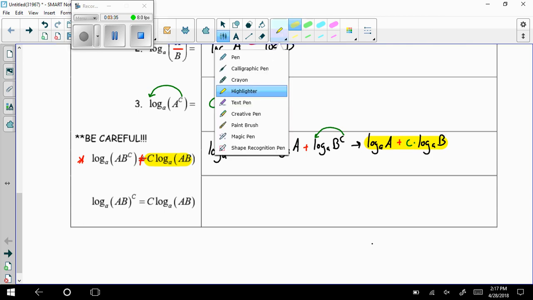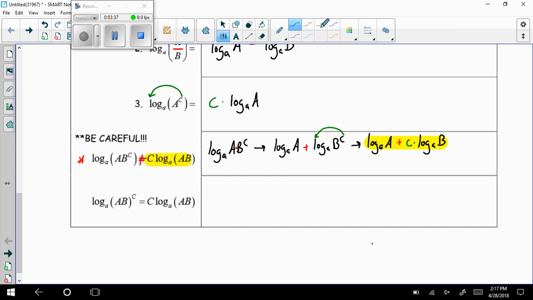Now, in the second example, when we have log base ab to the c, this c can be distributed to both, so it does equal the second set. So I just want you aware of that little subtle difference. If you're going to move an exponent to the front, make sure that everything is raised to that same power.